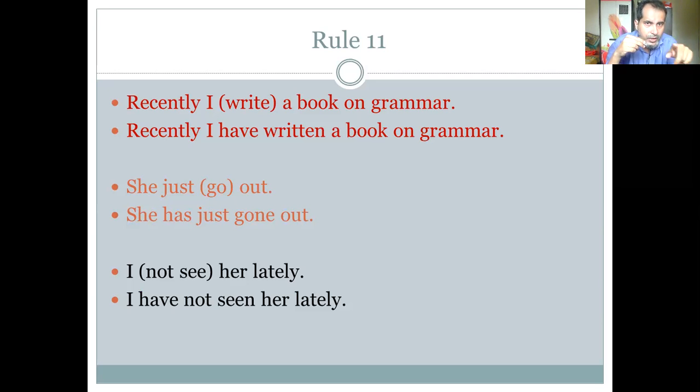She just go out. What will it be here? She has just gone out. She has just gone out. That means within 2 minutes or 1 minute, she has just gone out. So again, we are using present perfect tense. I not see her lately. So according to the rule, you can use present perfect. I have not seen her lately.